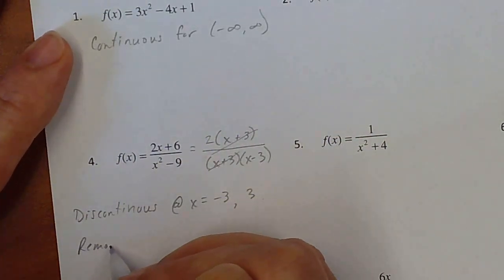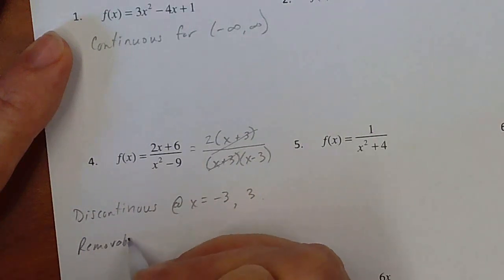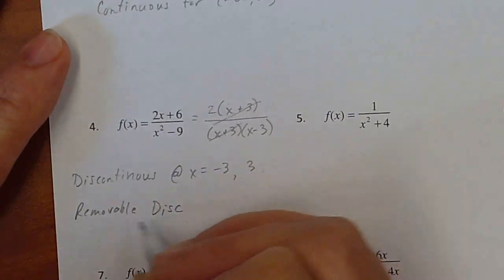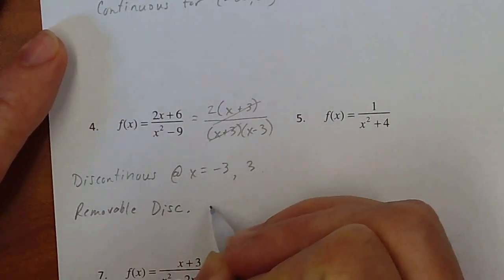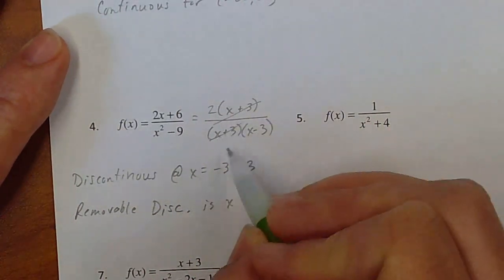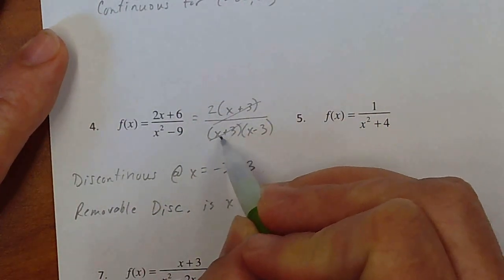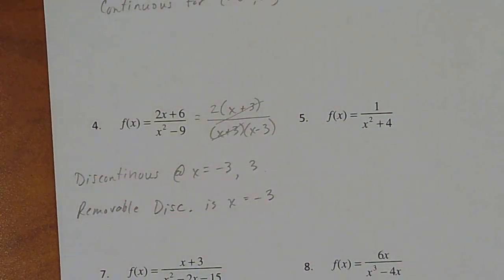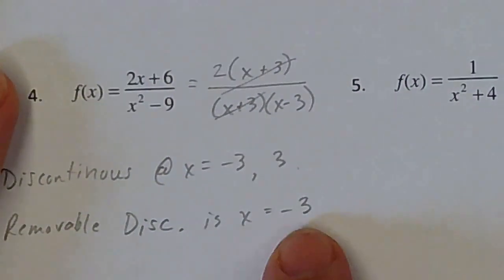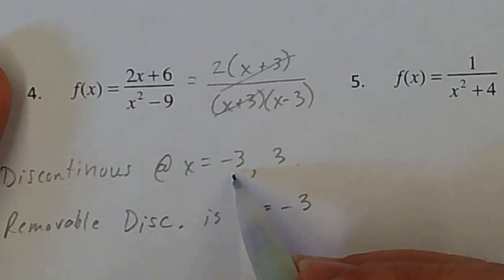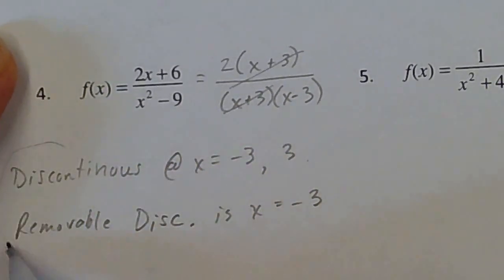The removable discontinuity, I'll abbreviate a little bit here so I have some room. Removable discontinuity is x equals, take a look, which one did we cross out? Negative 3 plus the 3 is 0, right? So negative 3 is the removable one. If I were to throw that in the calculator to confirm, I'd see an asymptote at x equals 3, and then I wouldn't see much of anything at negative 3 because it's going to be a hole at that spot. So that's how we answer this scenario.